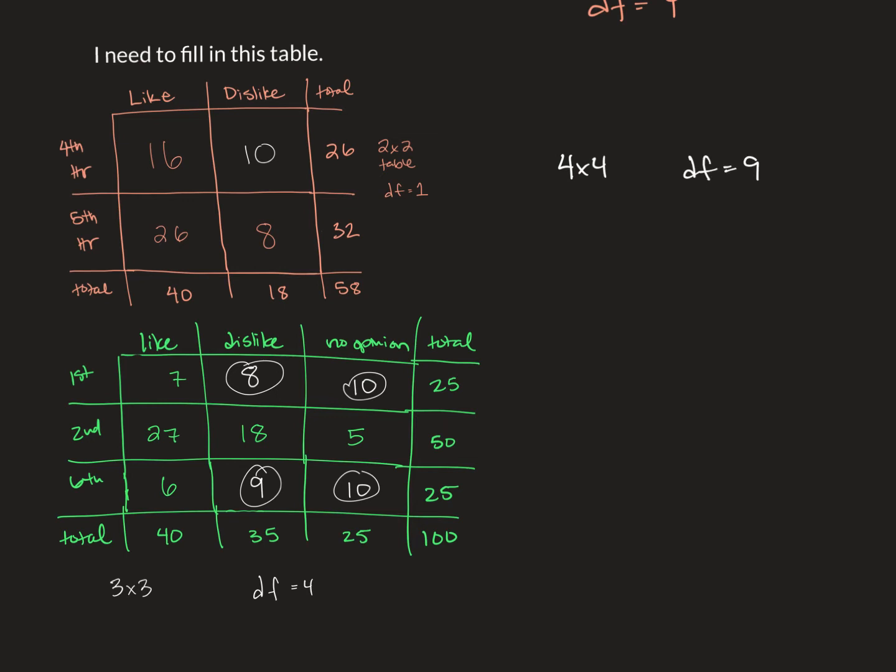And really the rule here is that you would take the number of columns minus 1 times the number of rows minus 1. So if I had like a 4 by 7, then that would lead me to degrees of freedom of 3 times 6, or degrees of freedom of 18. Okay, so why do I care about degrees of freedom?